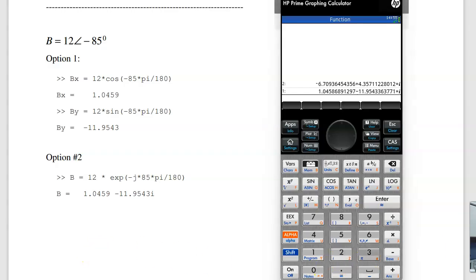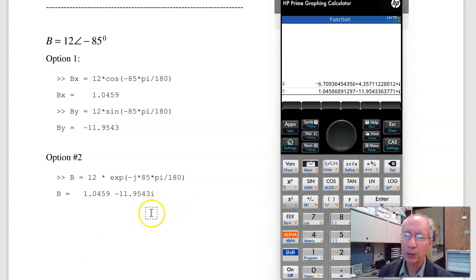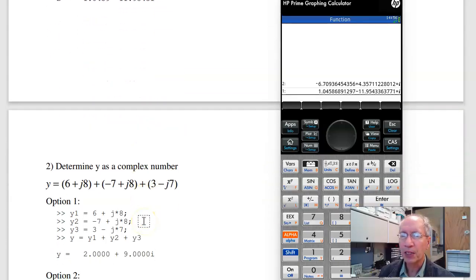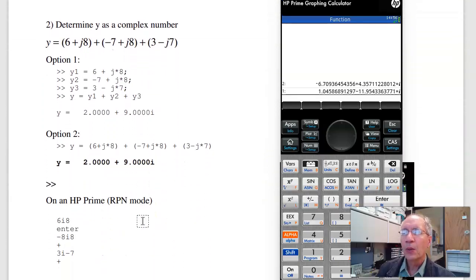So with complex numbers, I can represent the numbers in rectangular form or polar form. They're both perfectly valid. When you add, rectangular form is a lot easier. You just add the real parts and then add the complex parts. So in Matlab, I could do that. To add these numbers, I could input the first number, second number, third number, then add them all up. I get 2 plus j9. Or I could do it all at once: 6 plus j8 plus 7 minus j8 plus 3 minus j7, and get the same answer.